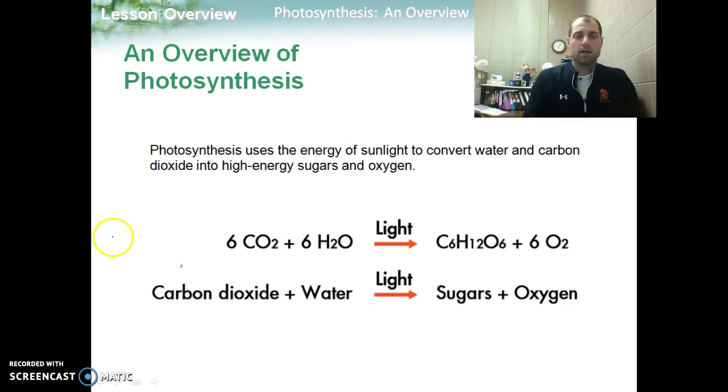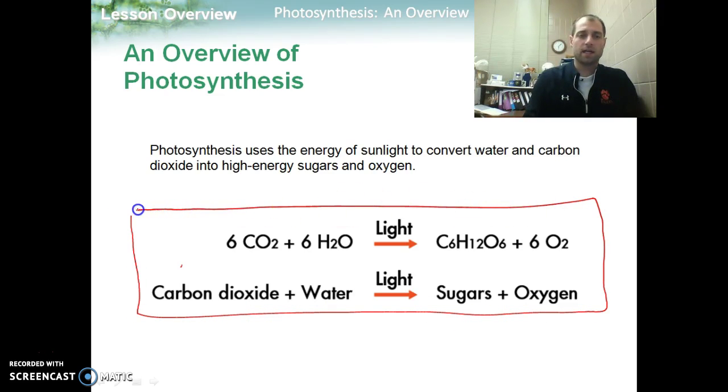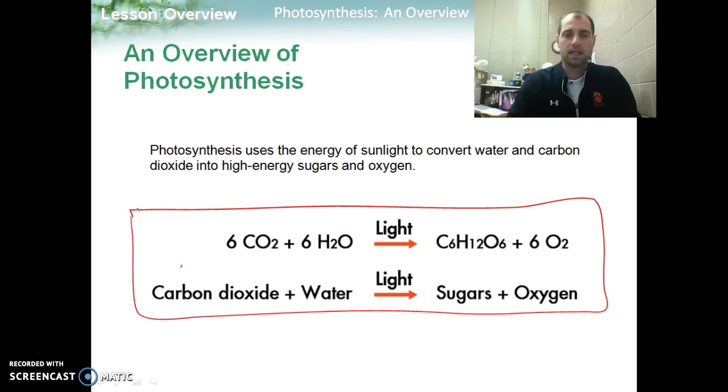These chemical equations are going to be required for you to know. So take a second and write them down. 6 CO2 means 6 carbon dioxide. 6 H2O means 6 waters. The light is coming from the sun. C6H12O6 is sugar, and then 6 oxygen molecules.